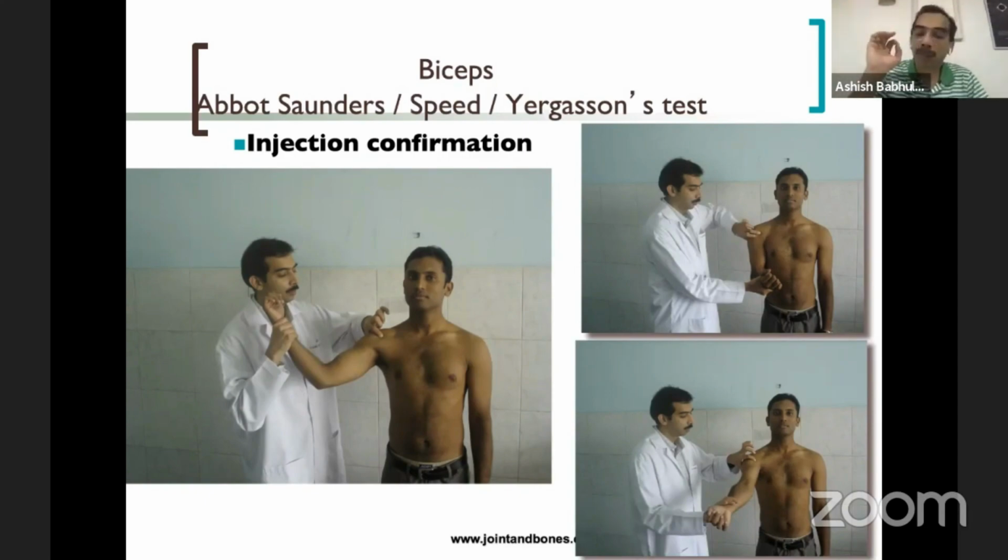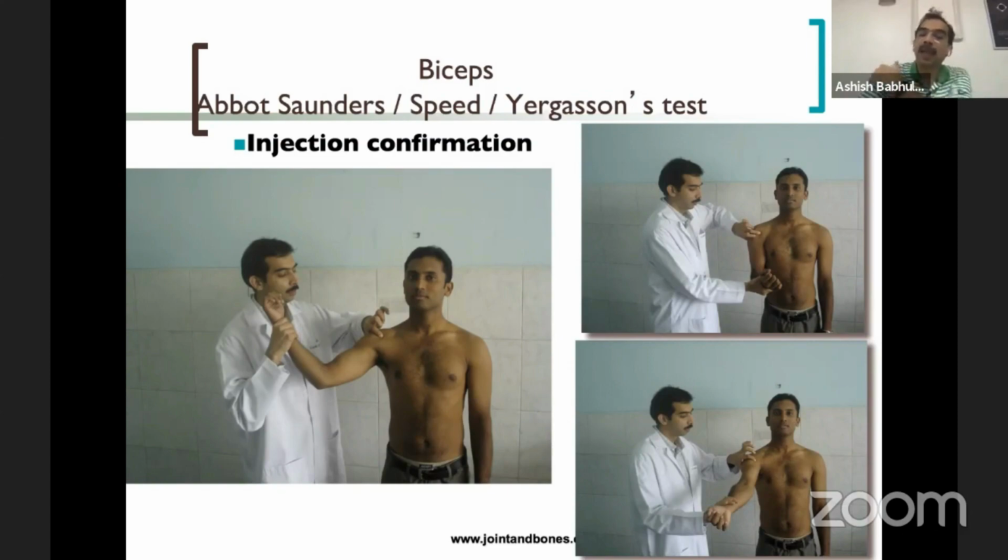And the last is the most important. The bottom slide on the right is the Speed's test, the most reliable test for biceps conditions. Now, in all these three conditions, the examiner has his opposite finger on the biceps, so the pain should coordinate with this movement. If the pain is in the long head of biceps groove, only then is it positive.